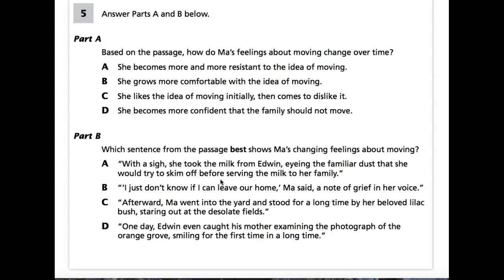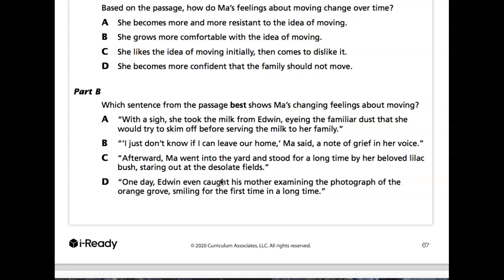All right, so let's take a look at that. Based on the passage, how do Ma's feelings about moving change over time? Okay, so of course at first she didn't want to change, but then as time went on, she slowly has to come around to the idea because she has to help her family. Okay? All right, part B. Which sentence from the passage best shows Ma's changing feelings about moving?